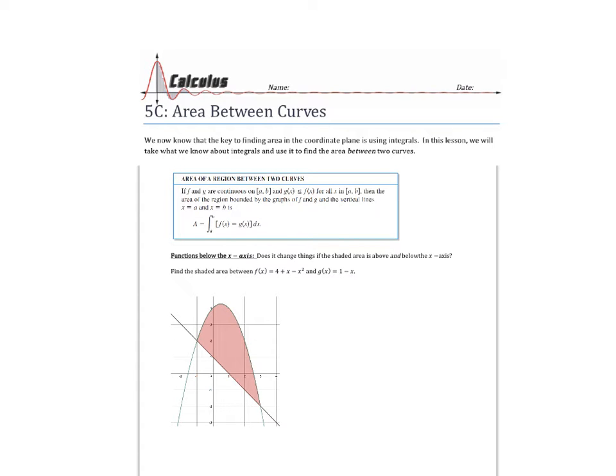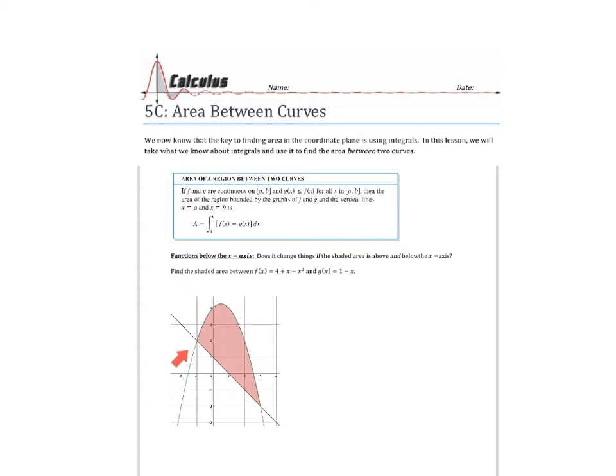All right, in this video, we're going to take a look at the area between two curves using integrals. So if we have an area like this, where we want to find the area between these two curves, between this parabola and this line, we can find that area by subtracting the two functions, f of x and g of x, and taking the integral.